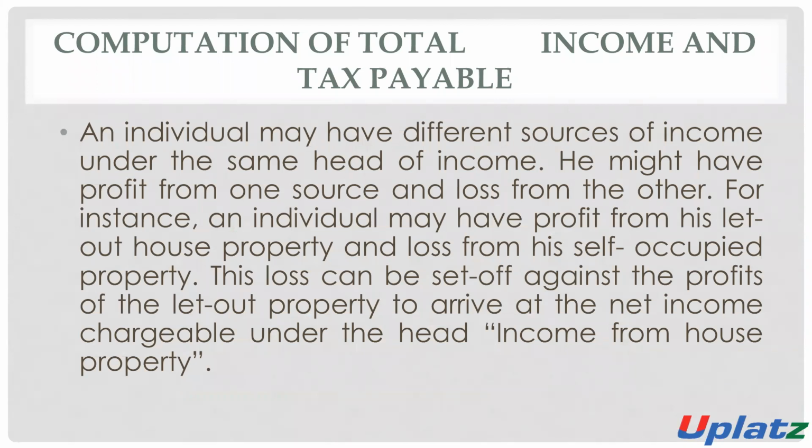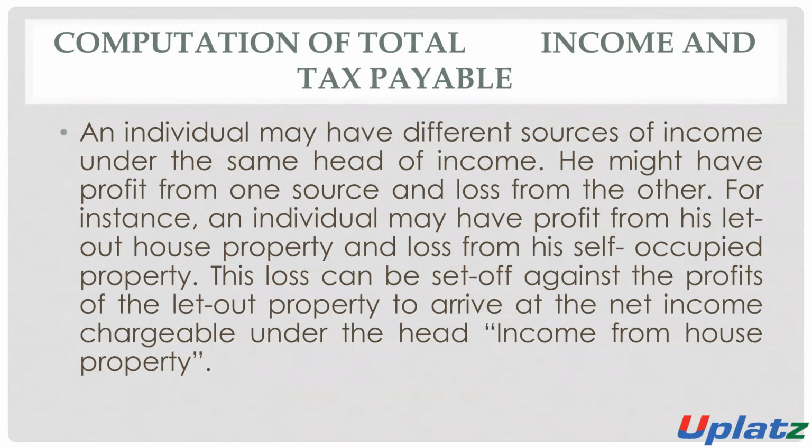When an assessee earns income from different sources, he may have profit from one source and loss in another. For example, he has salary income as well as a house property loss. In this situation, he can set off the loss against the profit.